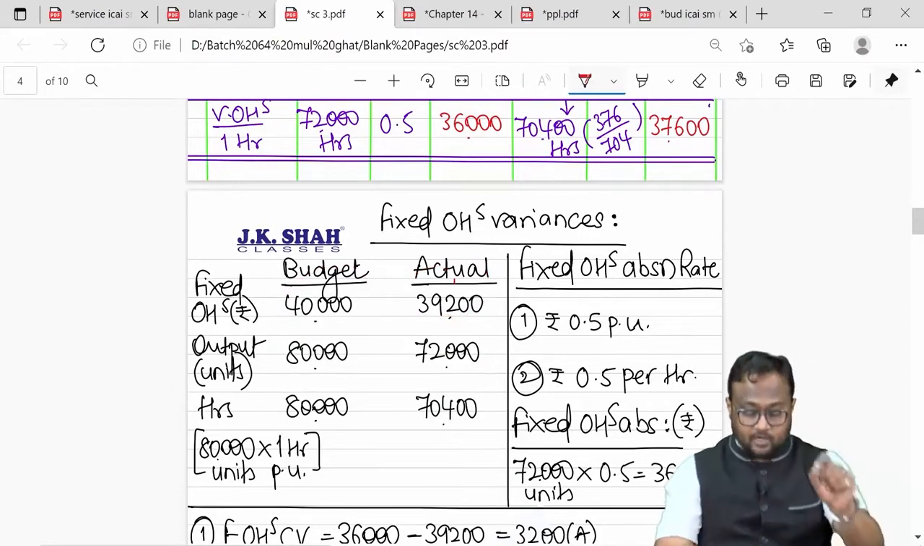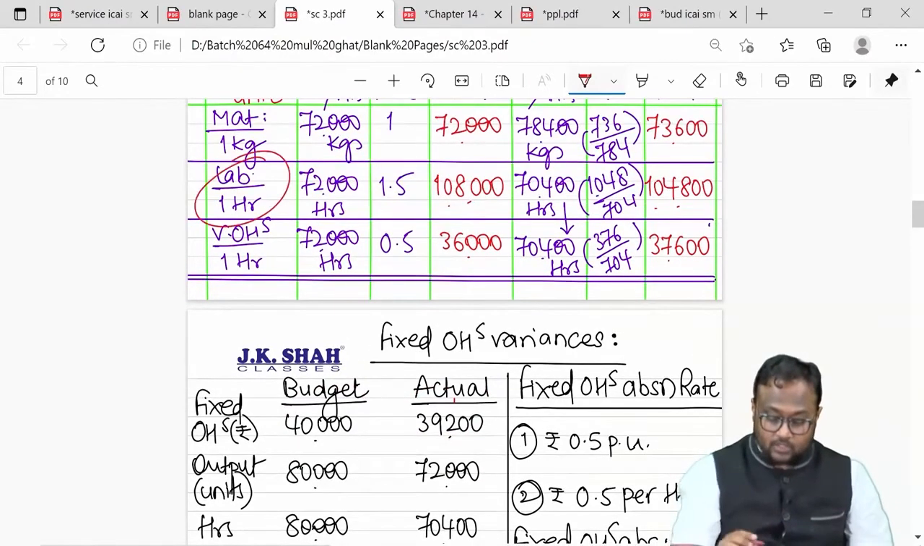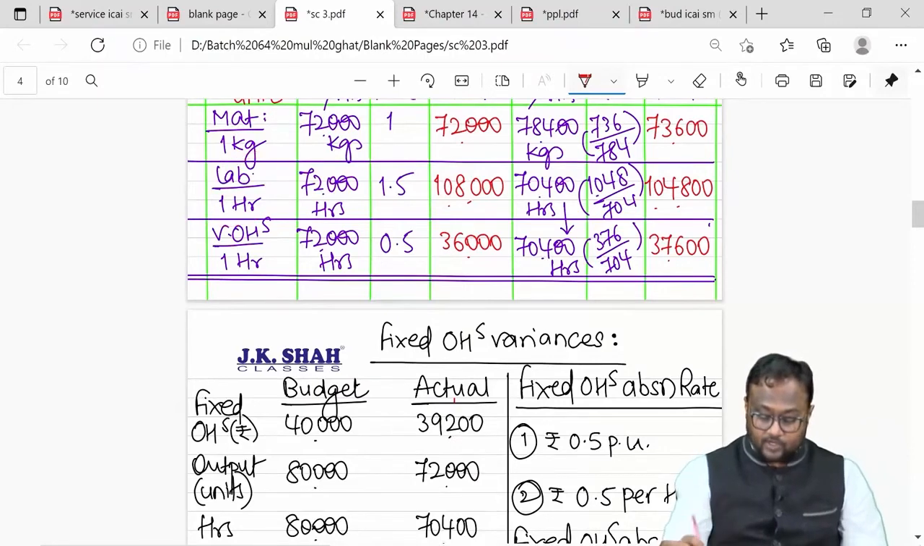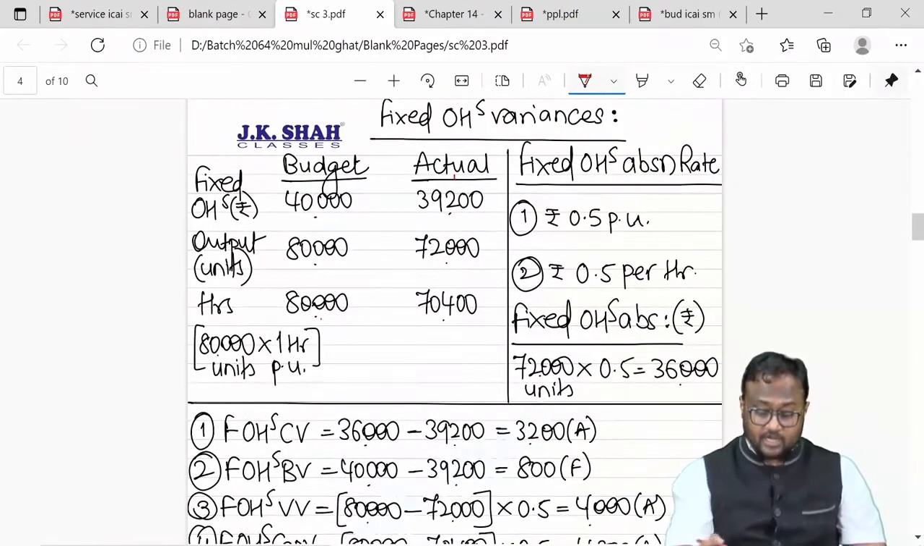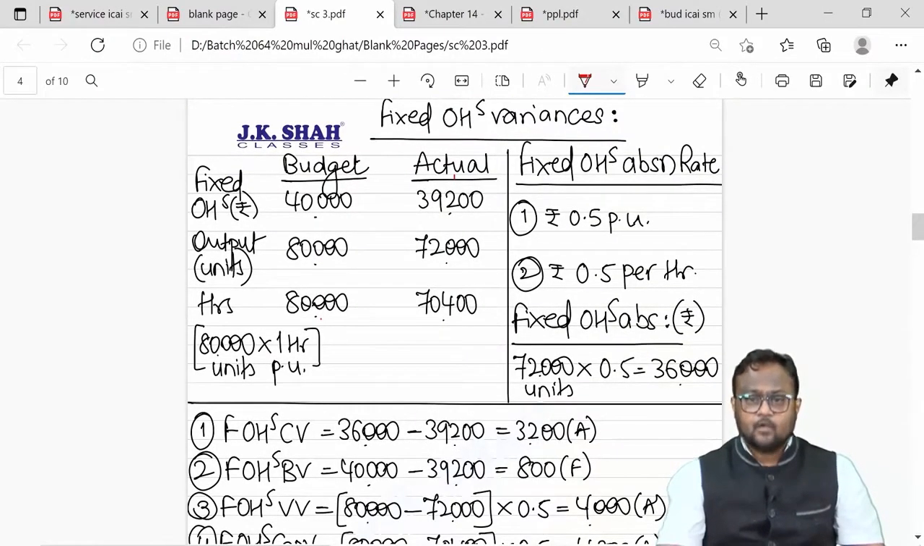Now 1 unit requires 1 hour. That's what the labor data says. 80,000 budgeted units will require 80,000 hours, whereas the team has actually worked for 70,400 hours.